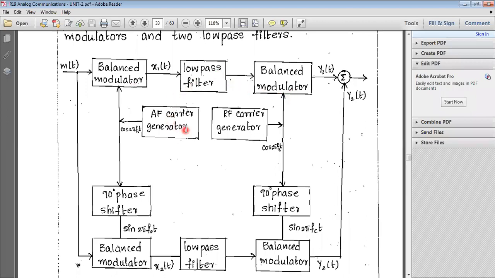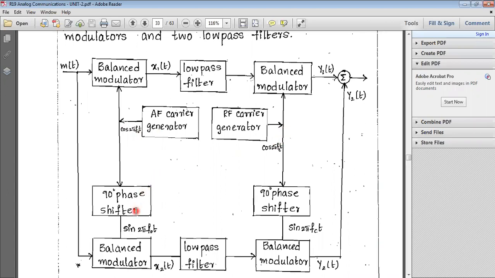To generate the carrier, here we use an RF carrier generator. Here we have 2 types of carrier generators, audio frequency and radio frequency carrier generators. Cos 2 pi fct and cos 2 pi fct. But here what is the difference? It is simply an AF carrier generator, that is, it generates low frequency carriers, and the other generates high frequency carriers.